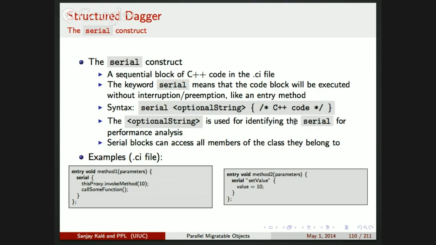So the serial construct is another Structured Dagger construct. This just executes a serial block of C++ code in the CI file.